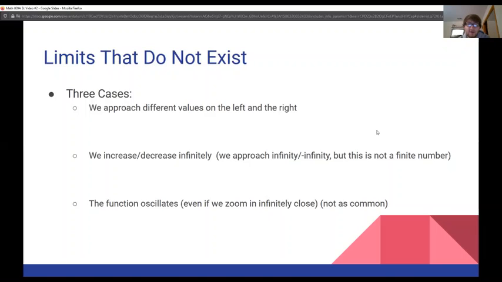So it's kind of weird. You might think oscillating like sine of x, but that's actually fine. This is only when we zoom super close and we're still oscillating. I'll try to show that when we get there.